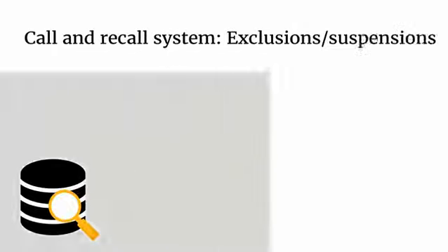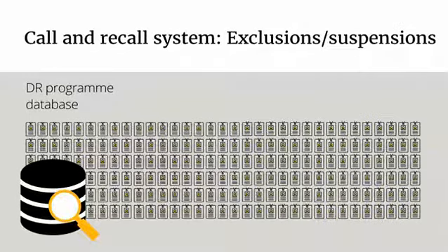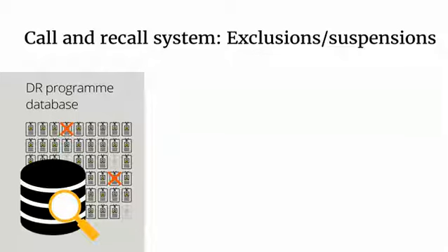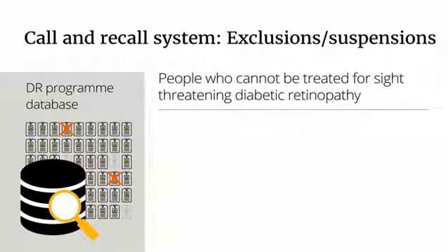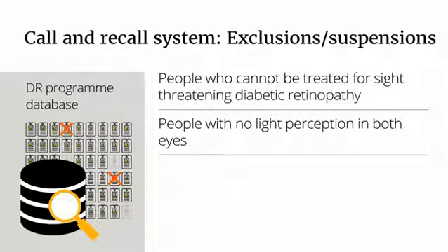An important practical consideration for managing a diabetic retinopathy screening program database is that some people may need to be excluded or suspended from the database. People who are excluded from the database are those who cannot be treated for sight-threatening diabetic retinopathy. For example, someone with advanced dementia is not able to cooperate with instructions when undergoing laser treatment. People with no light perception in both eyes.